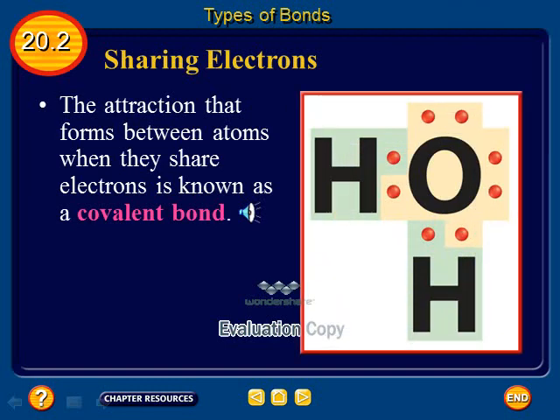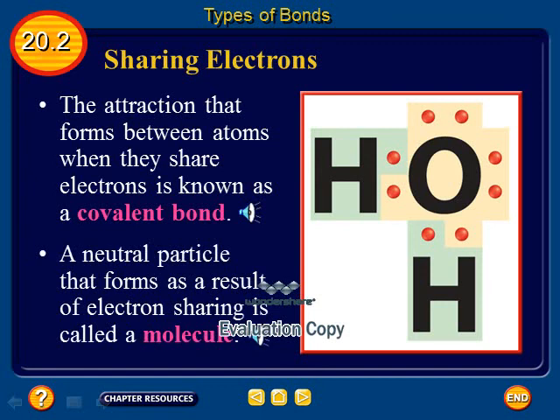The attraction that forms between atoms when they share electrons is known as a covalent bond. An example is in the graphic on the right. That is the molecule of water, H2O. A neutral particle that forms as a result of electrons sharing is called a molecule. The graphic is an example of a water molecule.